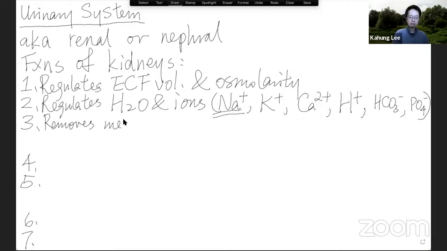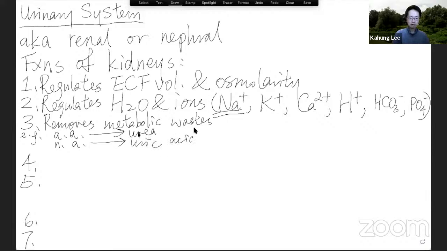Removes metabolic waste. For example, excess amino acid, AA means amino acid, it will become urea. We learned about this, the deamination process in the metabolism. And then nucleic acid, NA stands for nucleic acid, will become uric acid. And then creatine becomes creatinine.